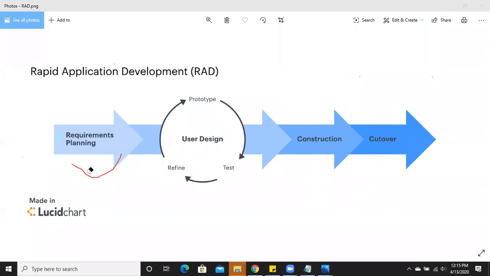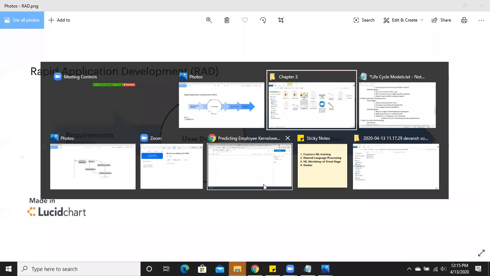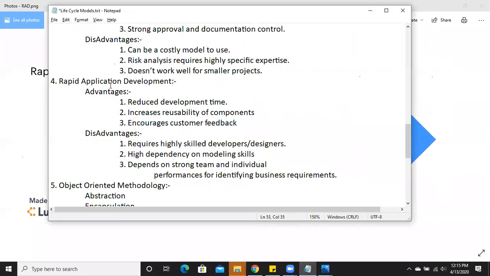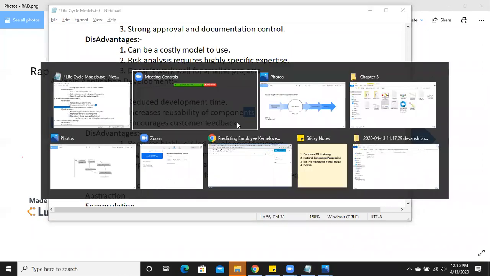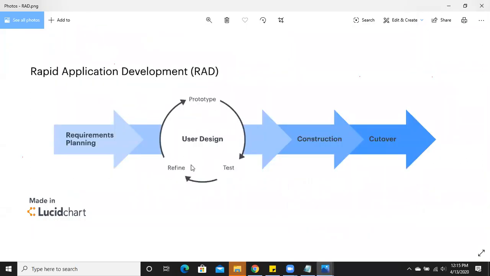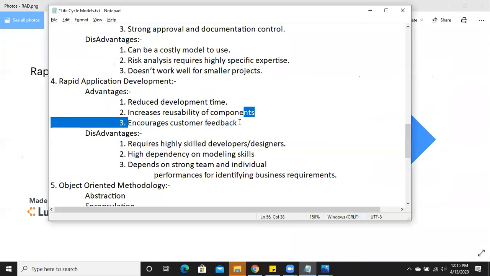As I have already mentioned, there is not any further explanation for these kinds of models. So this can reduce time, this can increase the reusability of components in the design form, right? Third is encourages customer feedback, where you will encourage in this user design only, right? In the user design only. So these are the advantages.